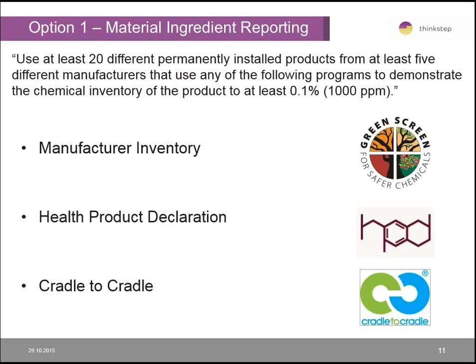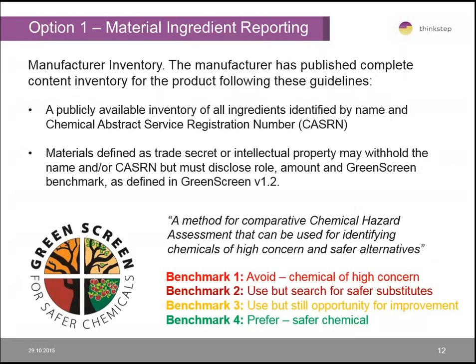Next slide, please. This first option, material ingredient reporting, this is the inventory, and the credit language asks that you use at least 20 different permanently installed products from at least 5 different manufacturers that use any of the following programs, Green Screen, HPD, or Cradle to Cradle, to demonstrate the chemical inventory of a product to at least 0.1%. So when we're looking into ways of achieving these inventories, the first pathway would be through a Green Screen inventory.